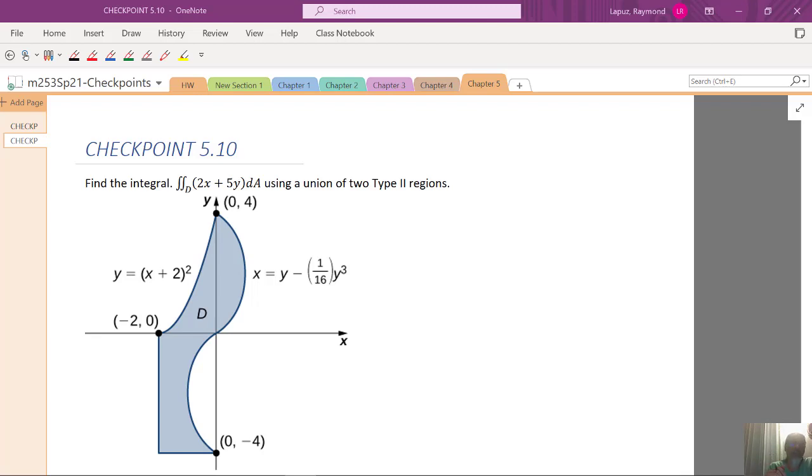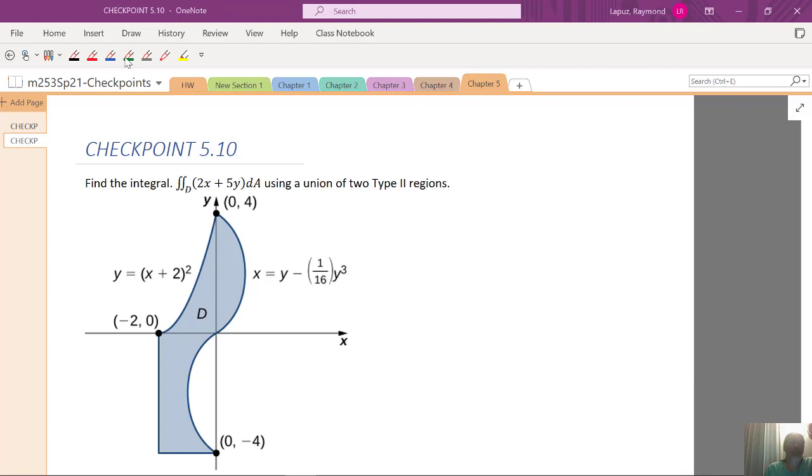Hello, we're doing checkpoint 5.10. Here they want us to find the double integral over the domain D of 2x plus 5y dA. And D is given here as a graph, and they want us to use two type 2 regions.